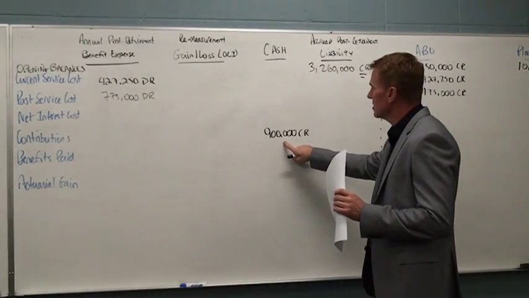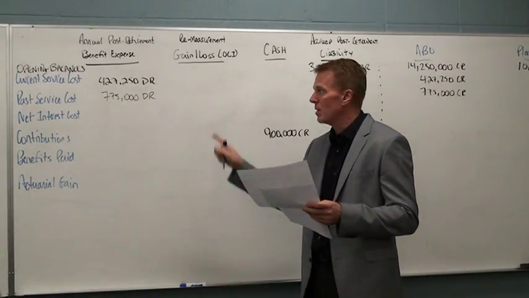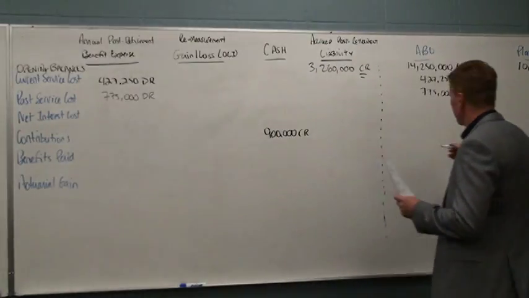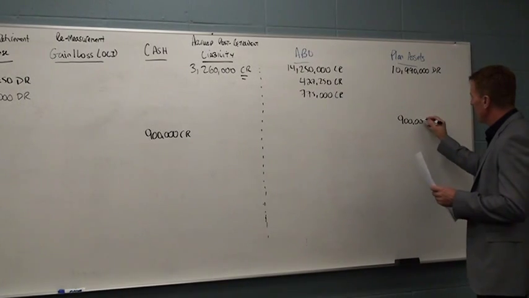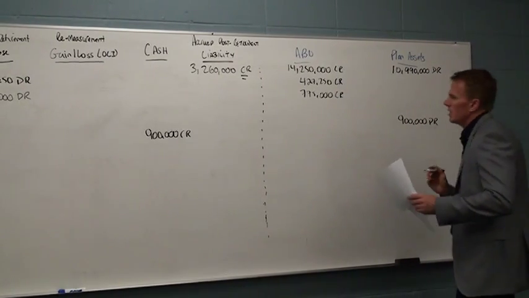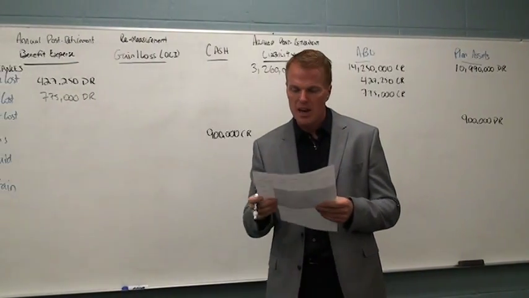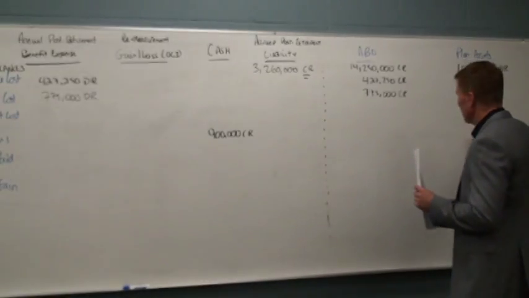So $900,000 of cash coming out of the company. Remember, we're doing the company's journal entry here. And then where does it go? It goes into the assets for the company and for the pension plan. So this goes into the pension plan assets, $900,000. And again, credits must equal debits.